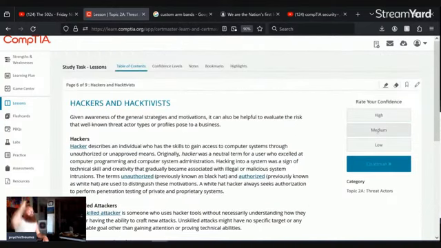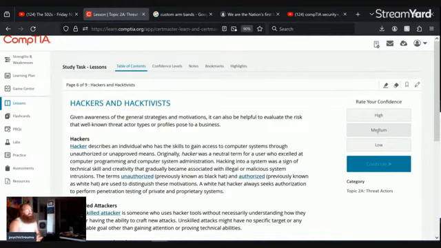Hackers and hacktivists. Given awareness of the general strategies and motivations, it can also be helpful to evaluate the risk that well-known threat actor types or profiles pose to a business. Hackers. Hacker describes an individual who has the skills to gain access to computer systems through unauthorized or unapproved means. Originally, hacker was a neutral term for a user who excelled at computer programming and computer system administration.